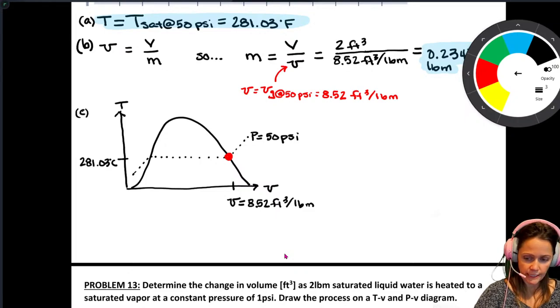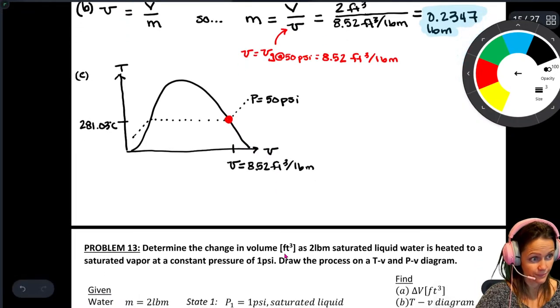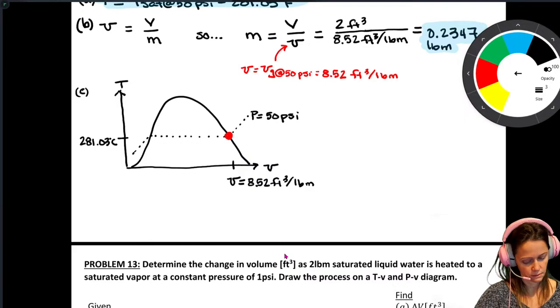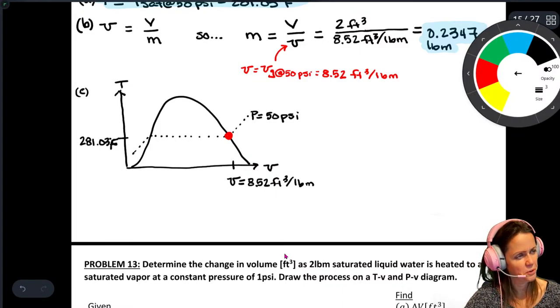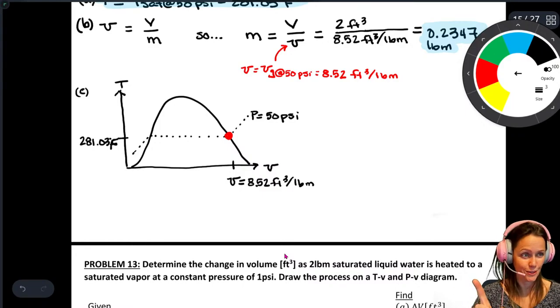Problem 13. It says we're supposed to, it's the PV diagram instead of the TV diagram. Just like doing extra. So I'm seeing there's a couple of questions. So yes, I will get the PV diagram, thank you.